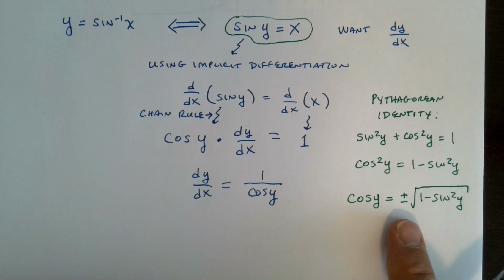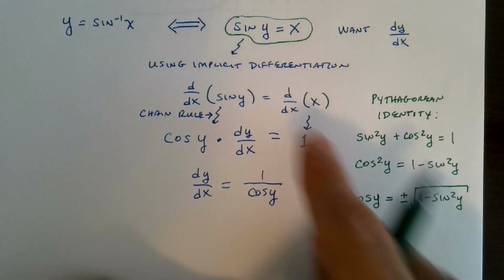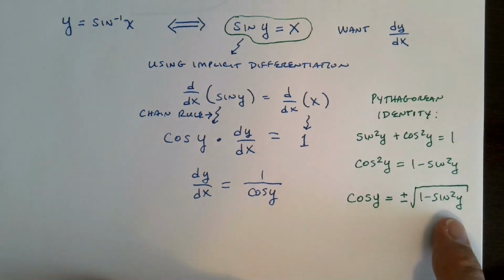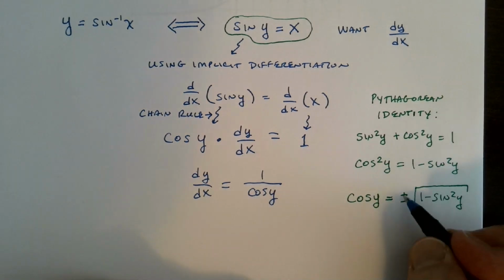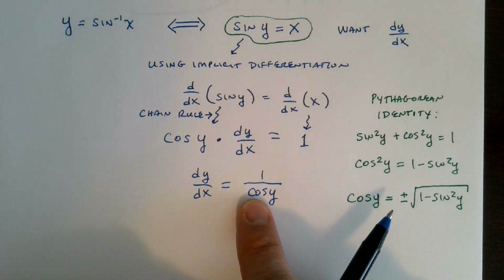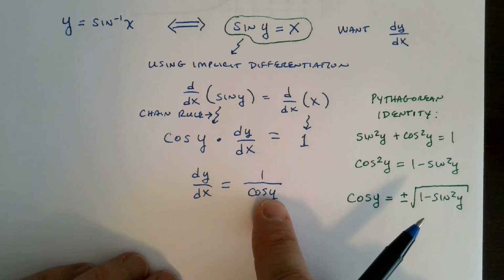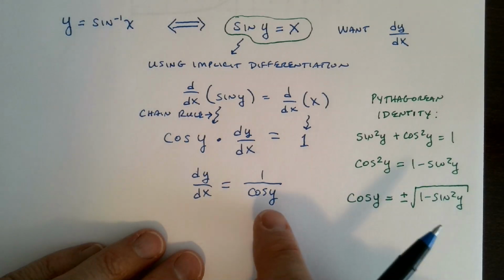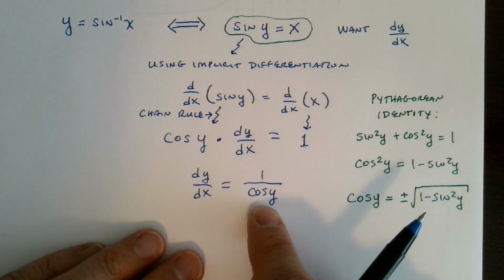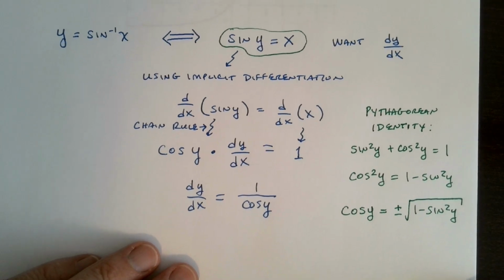Well, here's cosine y in terms of sine of y, but sine of y is in terms of x, so I can replace that with x, right? But the problem is plus or minus. I can't have plus or minus here. This is a function. I want the derivative as a function of x. And if there's a plus or minus, that's problematic, because that means for any given input x, there will be two possible outputs. We can't have that. So that's problematic. But we have a resolution.